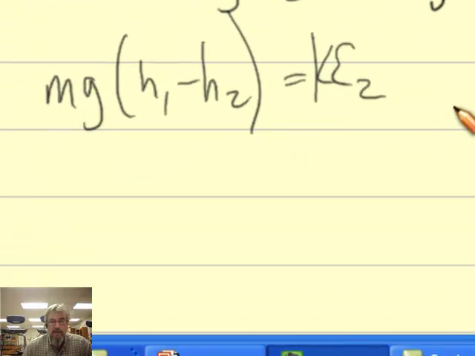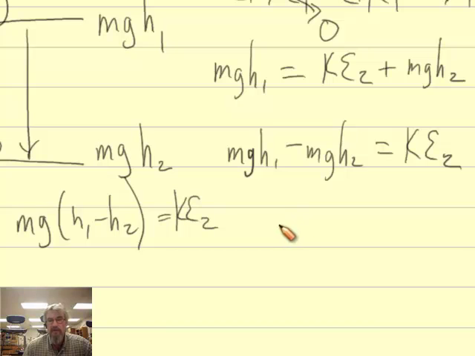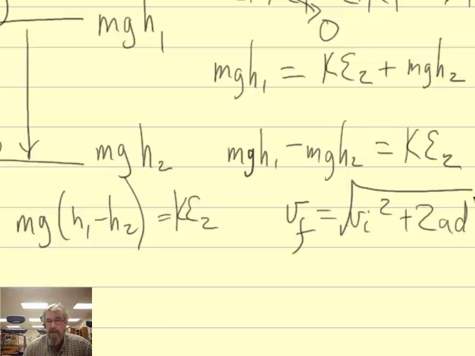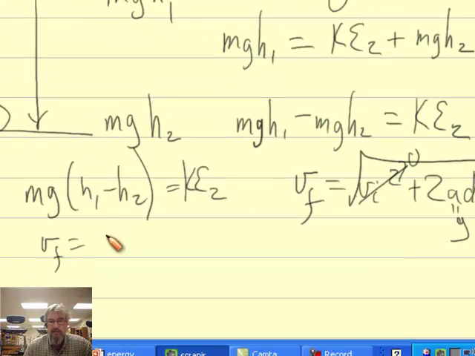Well, I want to somehow relate this to how fast it's going. If energy is stored in the motion of an object, it'd be nice to be able to relate it to something that measures its motion, like velocity. And here's what I know. During this fall, it's being accelerated. So its final velocity is equal to the square root of its initial velocity squared plus 2 times the acceleration times the distance. But it started out with no initial velocity, and the acceleration is the acceleration due to gravity. So we could say that the final velocity is equal to the square root of 2 times g times the distance that it fell.